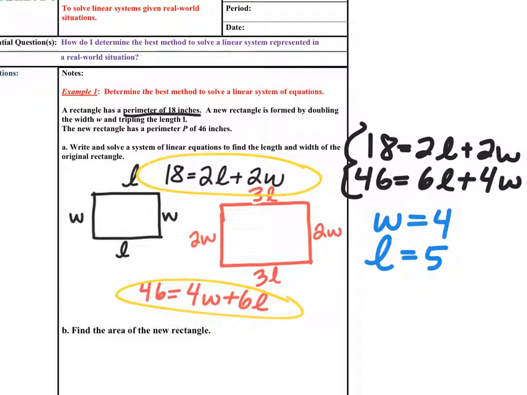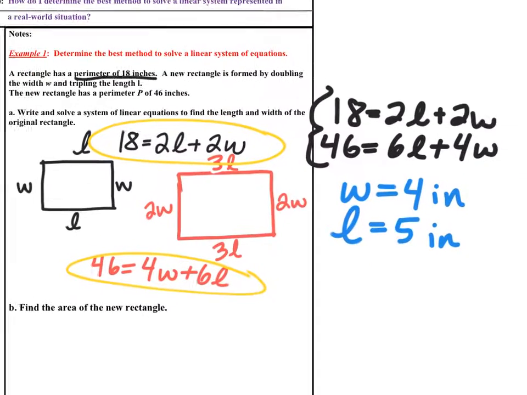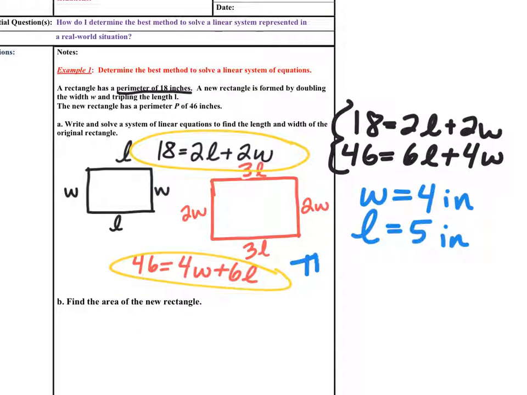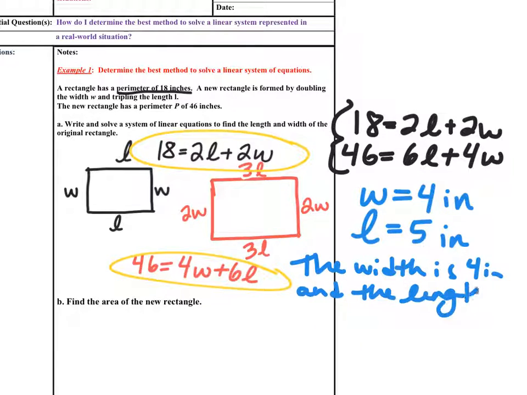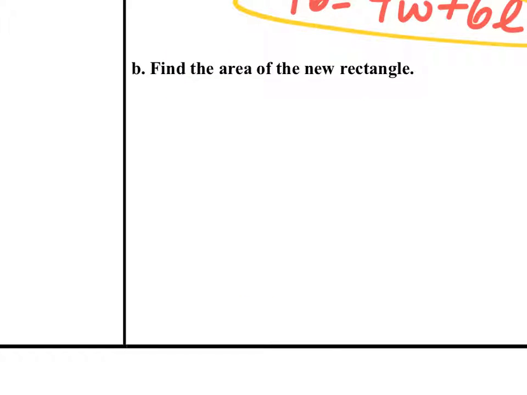Okay. Units? Yep. It would probably even be better if you wrote a sentence and said the width is 4 inches and the length is 5 inches.